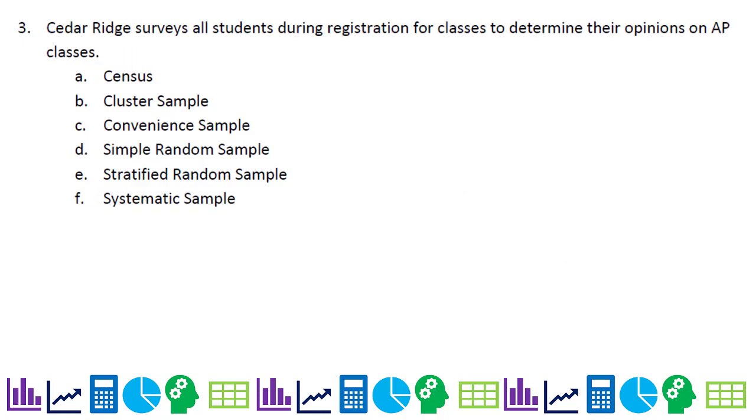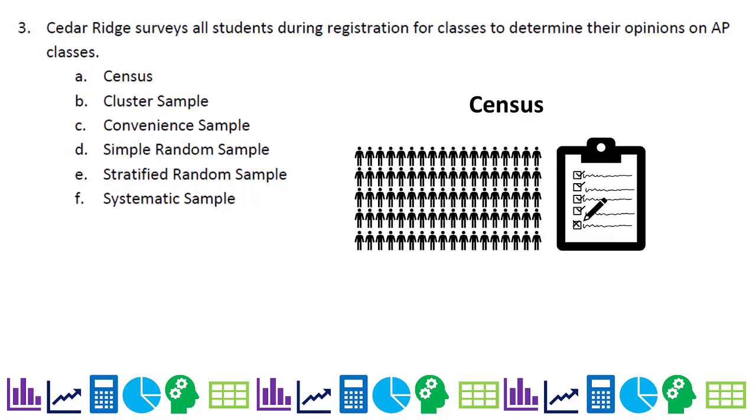Cedar Ridge surveys all students during registration for classes to determine their opinions on AP. There is no sampling per se going on here. We are just talking to everyone, and that is called a census.